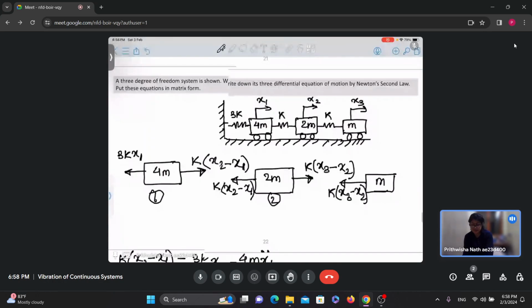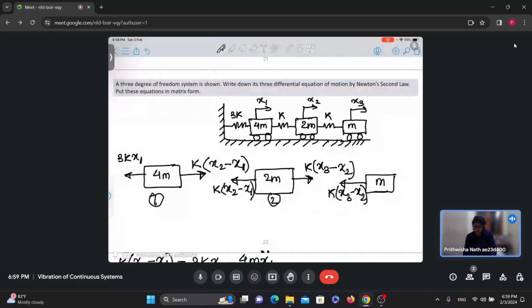So what did we do in this question? We had to write down the differential equation of motion for this system by using Newton's second law and put it in form of a matrix. So first we drew the free body diagram. For the first mass, the spring force is acting on both sides. On the left it is acting 3k x1 and on the right it is k into x2 minus x1.